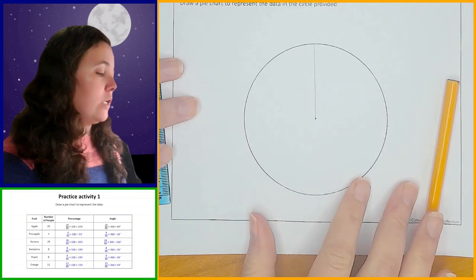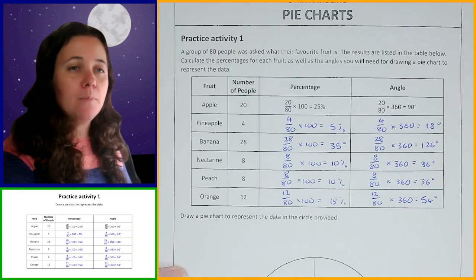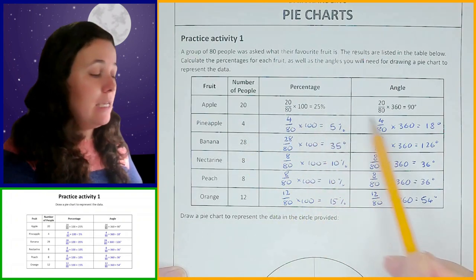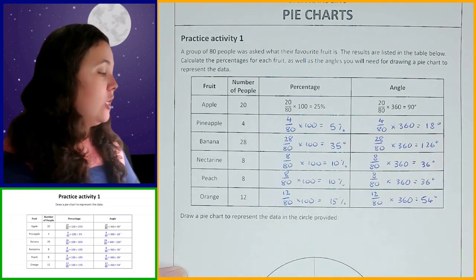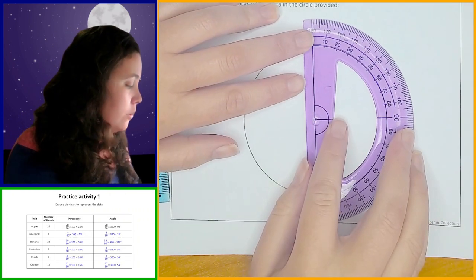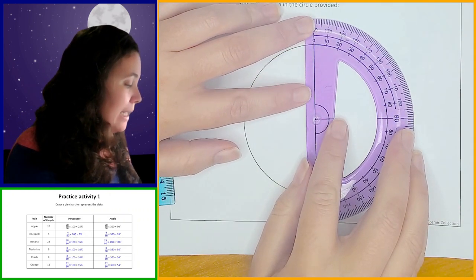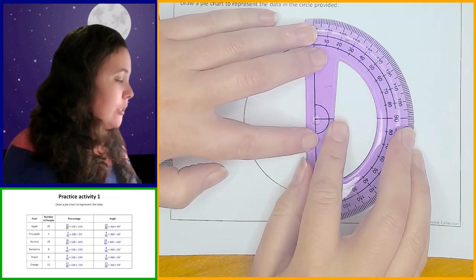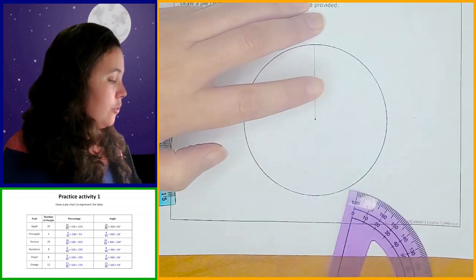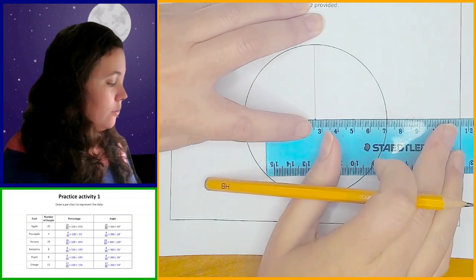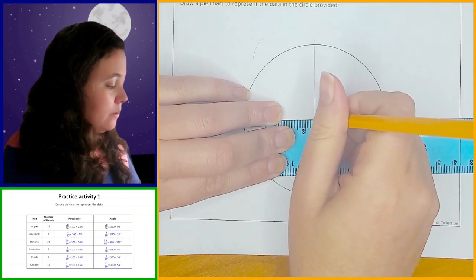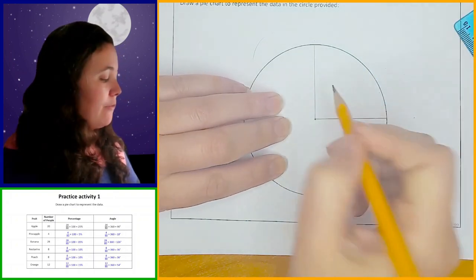So now let's quickly have a look at what the first slice is going to be. So over here, the first slice for apple was 25% and it is 90 degrees. So now I'm going to take my protractor, I'm going to put the center on the center dot of my circle and line this up on that line that I made. And I'm going to mark off 90 degrees. From here, 90 degrees is over there. And then I'm going to go and draw a line from the center lined up with that point over there, like that. And that is my first slice.